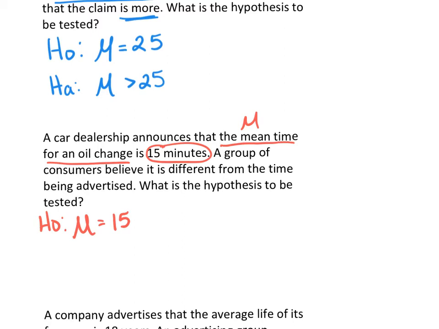And now, what competes with that? Well, it says a group of consumers believe it is different. Do they think it's more? Or do they think it's less? Or do we even know? Well, they're just saying that it's different. And because it's different, it could be either greater than or less than, which makes this a two-sided alternative. So HA is mu is not equal to 15. And we're doing not equal to because it can be either on the left or the right. We don't know what it is. We just know that it's different.